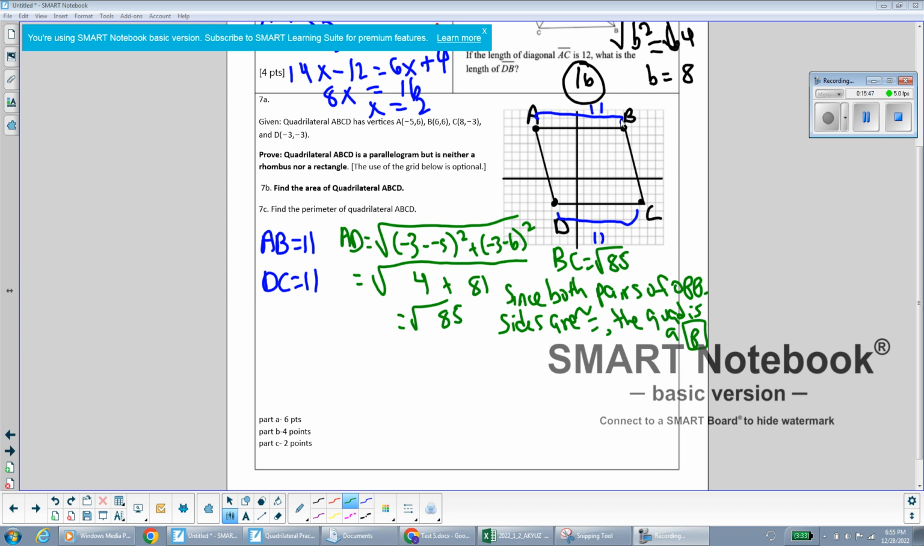Any of those ways would have worked, but your concluding statement does need to explain which property you did show with your calculation. So make sure your concluding statement shows it.